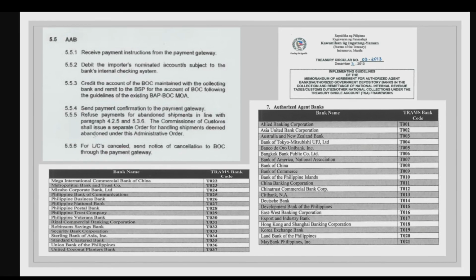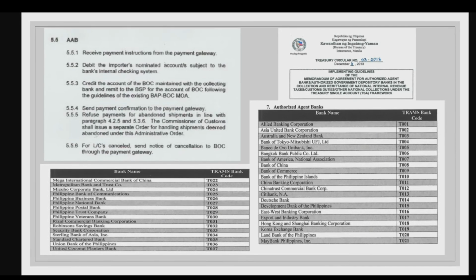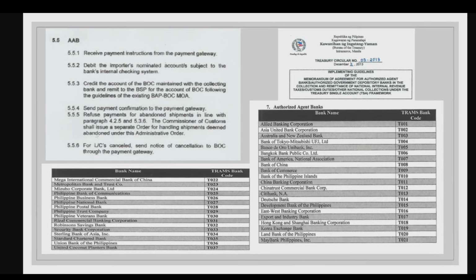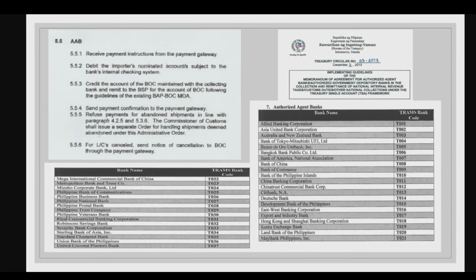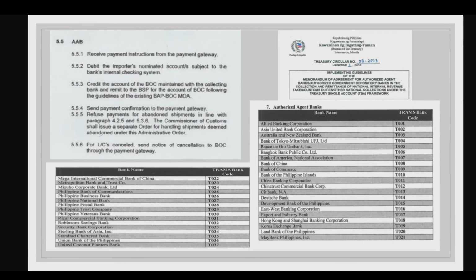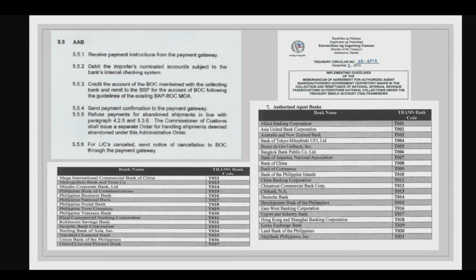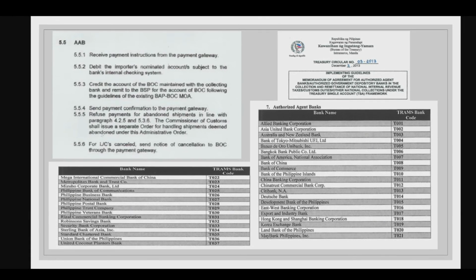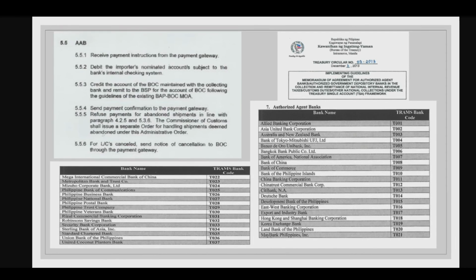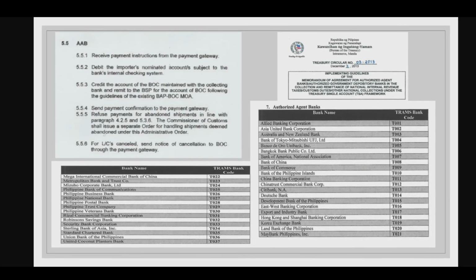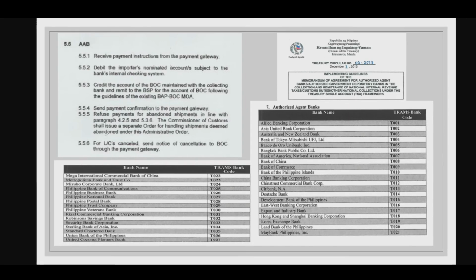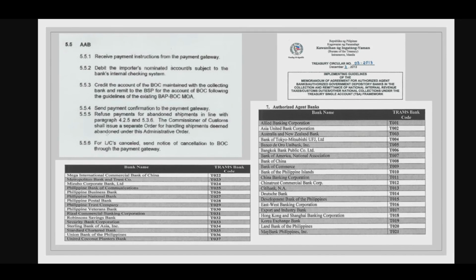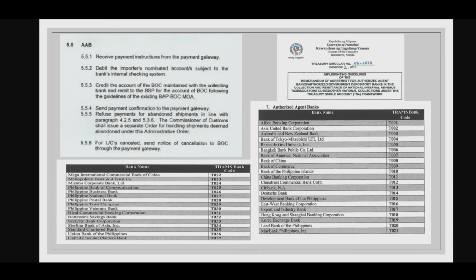They are the ones who send payment confirmation to the payment gateway, and then they refuse payment for abandoned shipments in case of abandonment. The Commissioner of Customs shall issue a separate order for handling shipments deemed abandoned under this administrative order. If an entry is cancelled, they send notice of cancellation to BOC through the payment gateway. So here is the list of the authorized agent banks that are in the Bureau of Treasury's list.